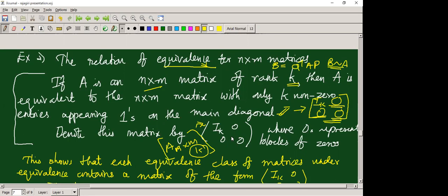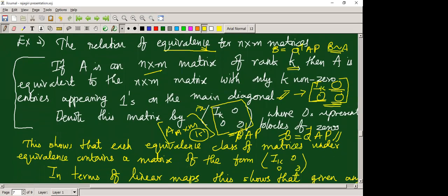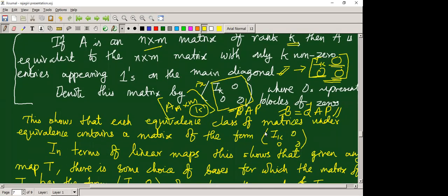And this is unique also, because of this relation P inverse AP is equal to B. So if B is equal to Q inverse AP, then the rank of B is equal to the rank of A, that we know. So all such matrices are equivalent to [I_k 0; 0 0]. So this is actually the canonical representation for this one. This shows that every equivalence class of matrices under equivalence contains a matrix of the form [I_k 0; 0 0].